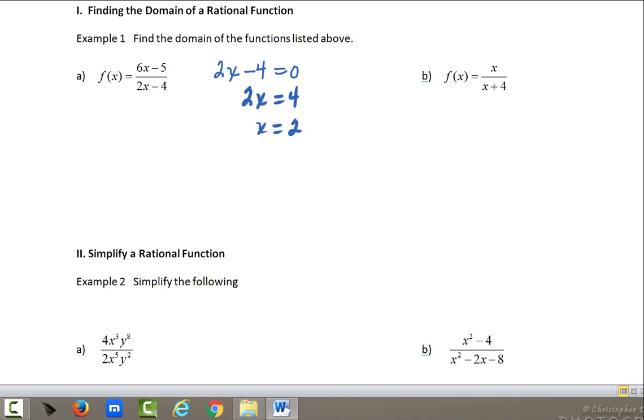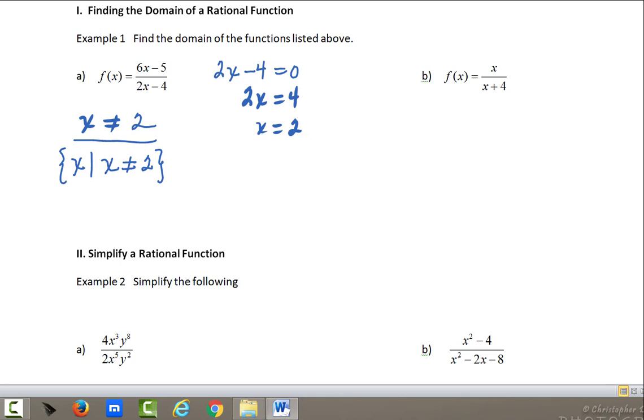Since that is the value for which 2x minus 4 equals 0, that has to be the value that is not in the domain. So we would say x cannot equal 2. The formal way of writing that in set notation is x such that x cannot equal 2. On tests, I'm usually pretty lenient about this, and I'm perfectly fine with you saying x cannot equal 2. We're assuming that the domain is all real numbers except 2.